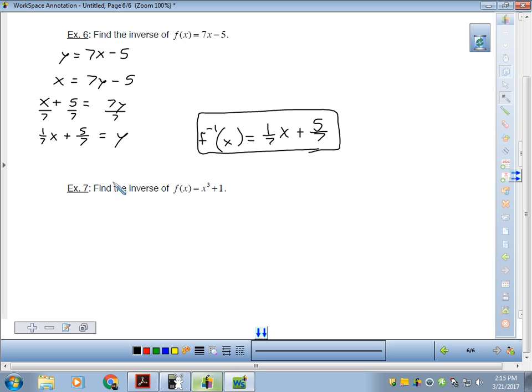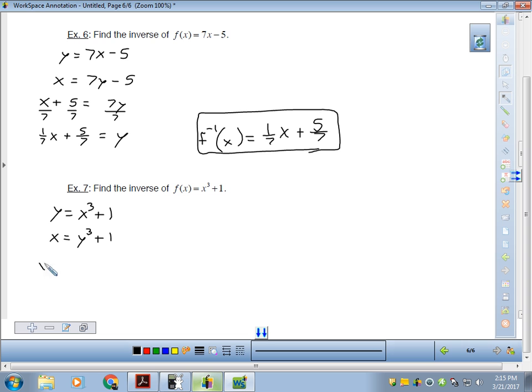Right, let's look at example 7. Find the inverse of f of x equals x cubed plus 1. First step, replace f of x with y. So y equals x cubed plus 1. Second step, switch x and y. So x equals y cubed plus 1.